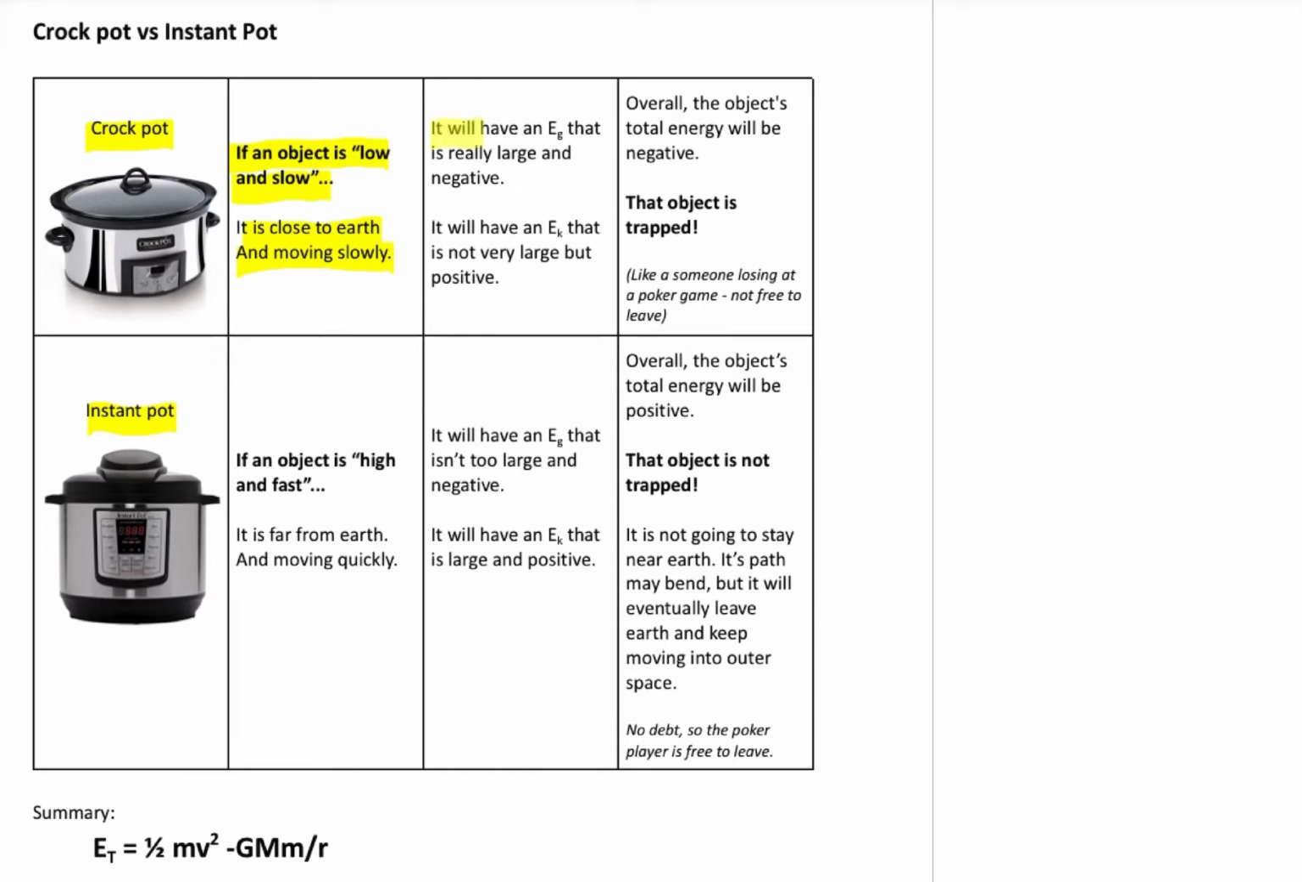If it's close to Earth, it'll have an EG that's a really huge negative number. And if it's moving slowly, it'll have an EK. The EK is positive, but it's moving slowly. The positive isn't going to be very large. If an object is low and slow, the negative of the EG overpowers the positive of the EK, and we get a total energy that's negative.